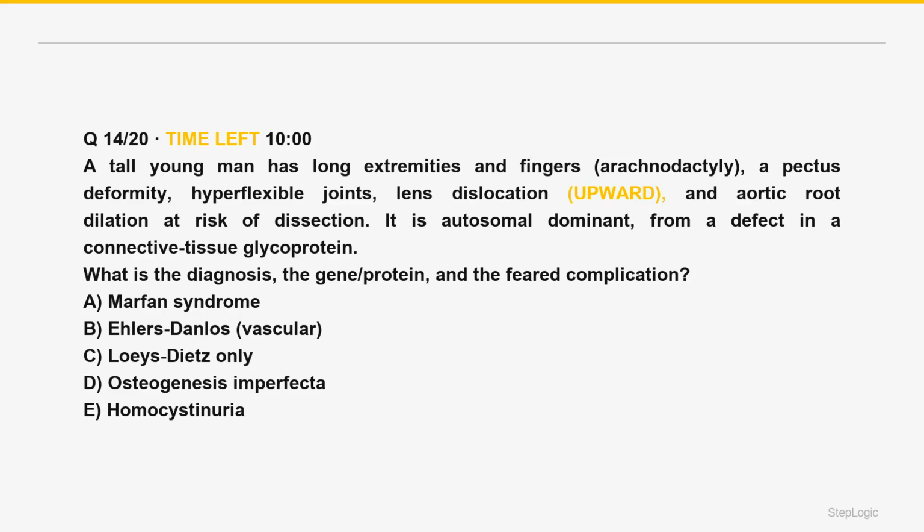What is the diagnosis? The gene, the protein, and the feared complication. A tall young man has long extremities and fingers, arachnodactyly, a pectus deformity, hyperflexible joints, upward lens dislocation, and aortic root dilation at risk of dissection. It is autosomal dominant from a defect in a connective tissue glycoprotein. Read the command. Diagnosis, gene, protein, complication: tall, arachnodactyly, upward lens dislocation, aortic root dilation, AD, Marfan, fibrillin 1, FBN1, aortic dissection.